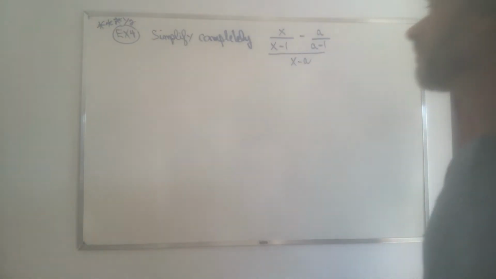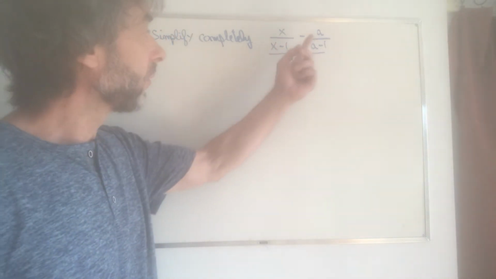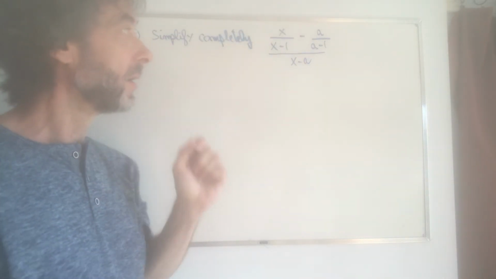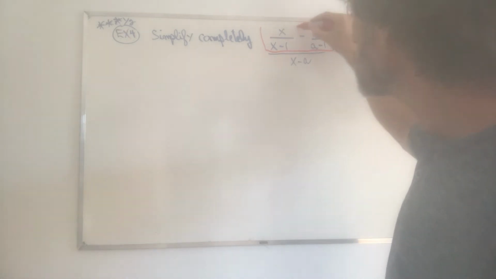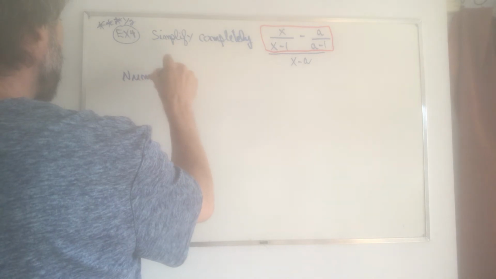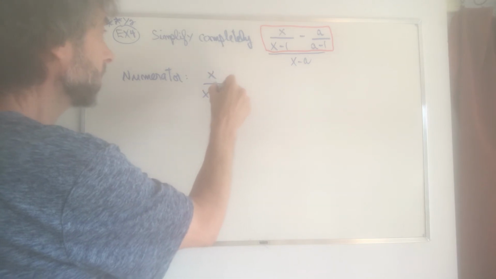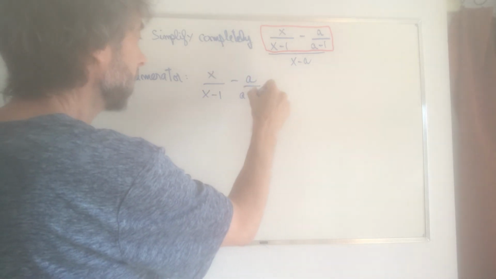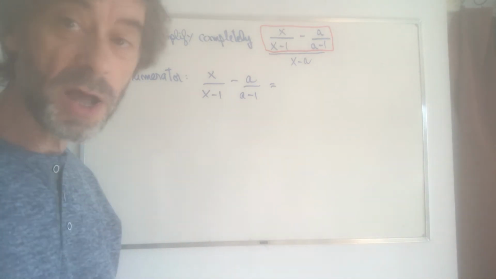All right. So what do you think we should be doing on this guy? I have a numerator that is a fraction minus a fraction. So why don't we focus our attention on the numerator for now, and then we'll deal with the x minus a downstairs later. What is my numerator? It's x over x minus 1 minus a over a minus 1.